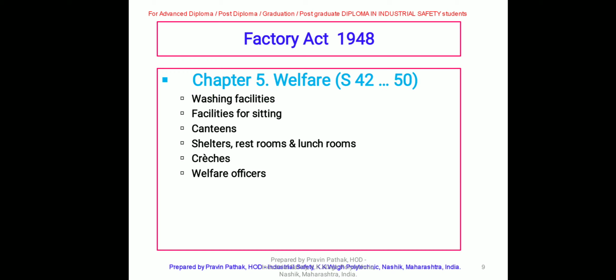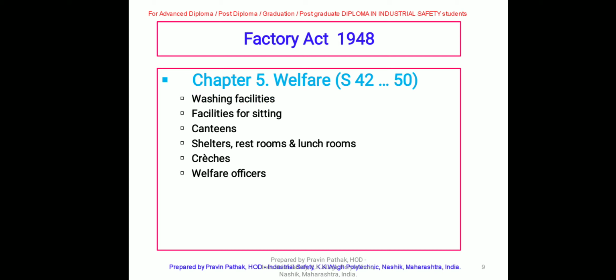processes. Now chapter 5 focuses on welfare. That is one of the major elements from the Factory Act point of view. So one is safety, second is health, and third is welfare. The welfare chapter is 5. Under that chapter, sections 42 to 50 are involved. In that, washing facilities, facilities for sitting, canteens, shelters, rest rooms, lunchrooms, creches, welfare officers, etc.